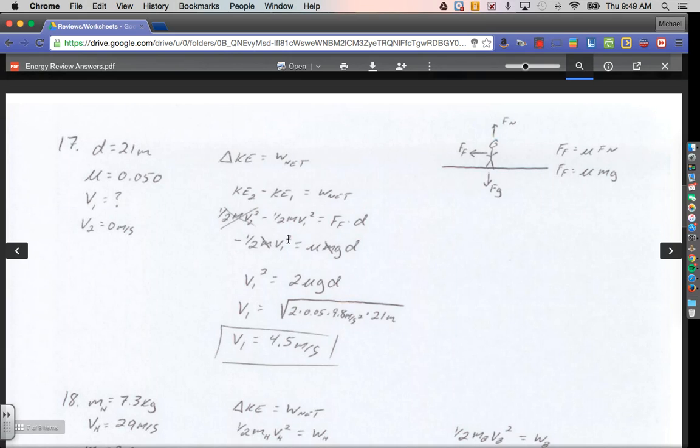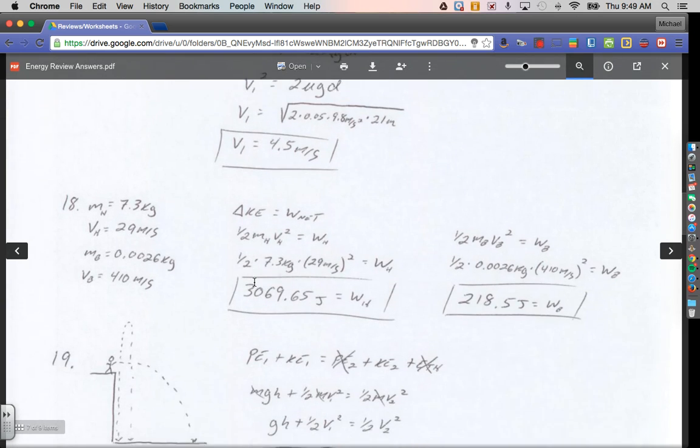And then I just have to do a little bit of algebra to solve for the initial speed. So I'm going to multiply by 2, and now I have 2 mu gd over here on the right side. Take the square root to get rid of the squared, and I have the square root of 2 times 0.05 times 9.8 meters per second squared times 21 meters for an initial speed of 4.5 meters per second.